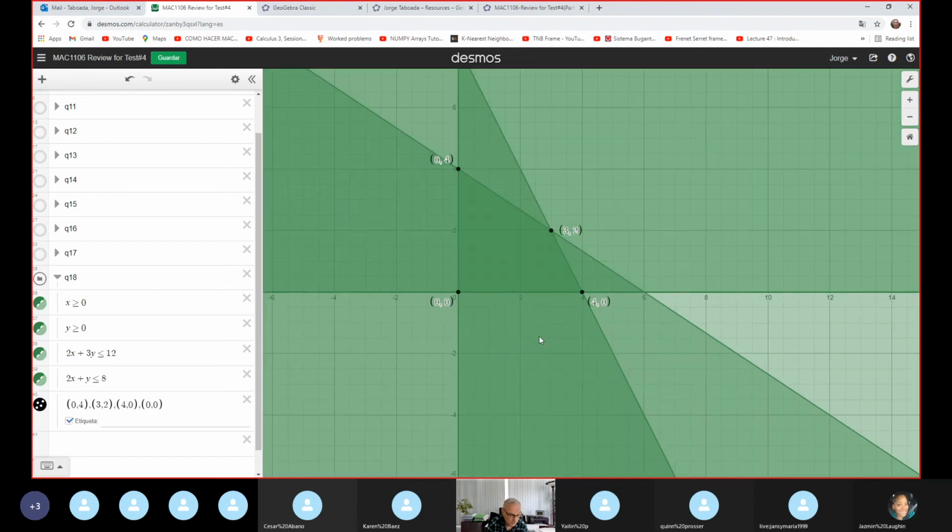Entonces I determine que my feasible region is a quadrilateral formed by the corner 0,0, 0,4, 3,2, and 4,0. Okay, entonces I need to evaluate the objective function in this corner. And let's see what happens.